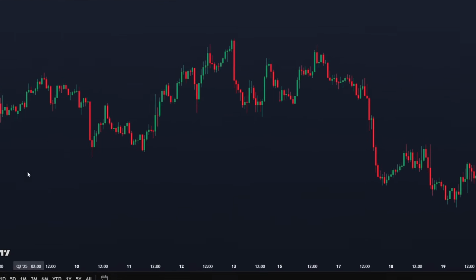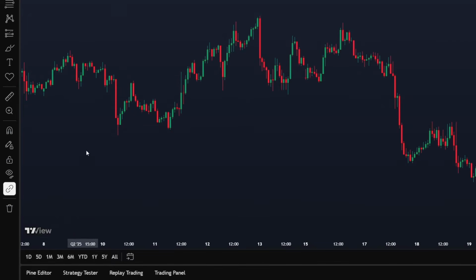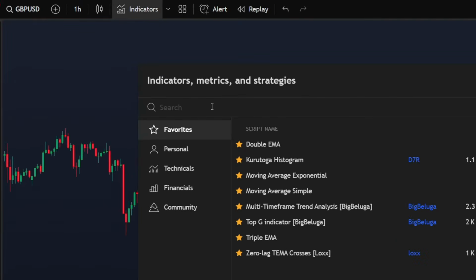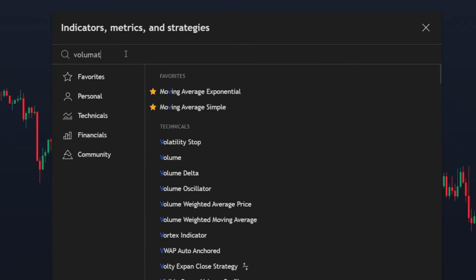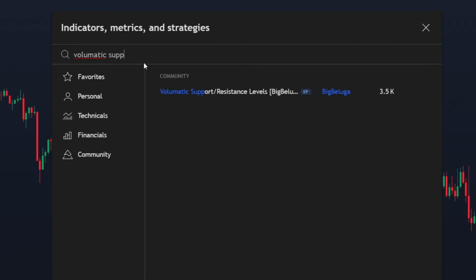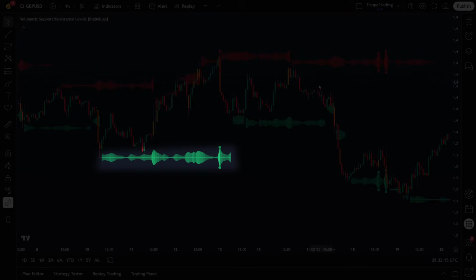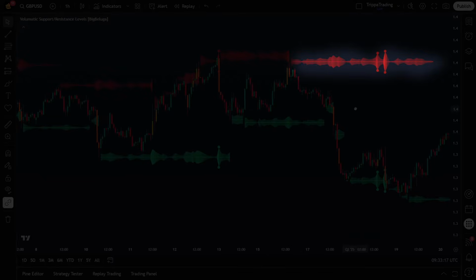First, let's add the main indicator. Open TradingView, load any chart and any time frame you want, then go to the Indicators tab. Type in Volumatic support resistance levels and select the one by BigBeluga. The moment you add it, you'll see green zones for support and red zones for resistance.